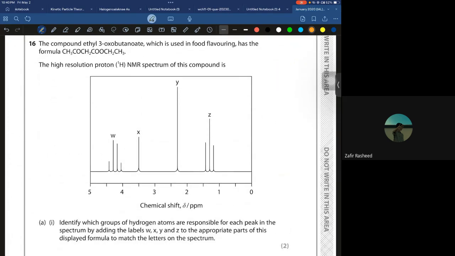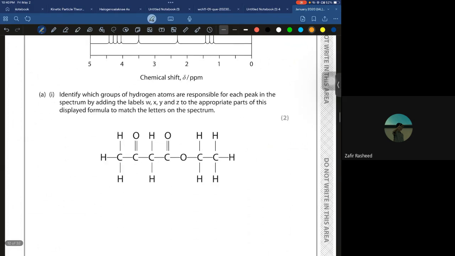Solution: proton NMR spectrum of this compound, ethyl 3-oxobutanoate. Identify which groups of hydrogen atoms are responsible for each peak in the spectrum by adding the labels W, X, Y, and Z to the appropriate parts of this displayed formula to match the letters on the spectrum.